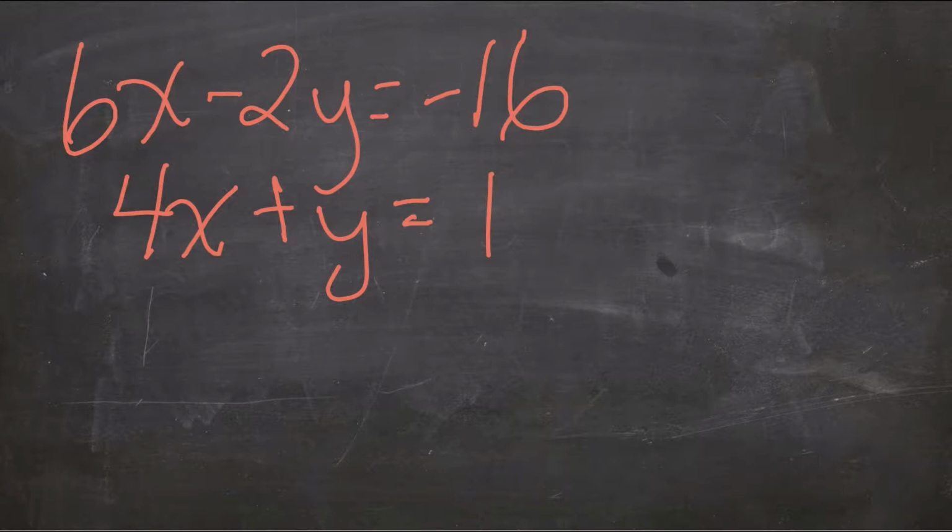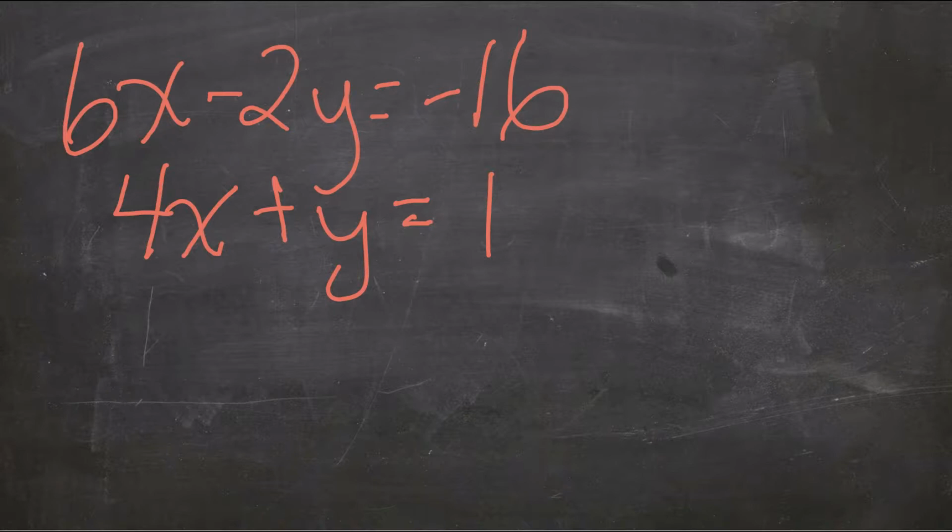Stay tuned till the end for a practice problem to see if you really got it. So notice that our system here, 6x minus 2y equals negative 16, and 4x plus y equals 1, is a system where neither of our variables are isolated. So when we have that situation, we're most likely going to use elimination.